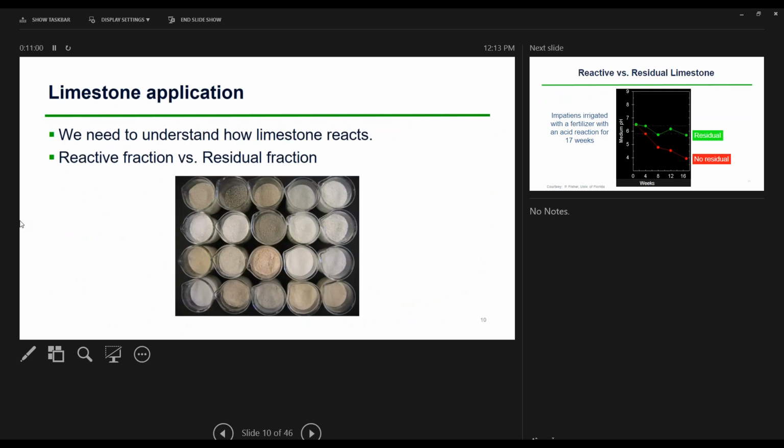So even though most of us are truly not applying limestone to our growing media, unless you are someone who's mixing your own media, I believe most medium to small growers are not mixing their own media. Some large growers might be doing more mixing, but it's always important to understand how limestone works and think about it in terms of, if I was applying limestone, this is what it would be doing, right? So when we apply limestone, we have two fractions. One is called a reactive fraction, and there's another fraction that's called residual. And that basically is what it sounds like.